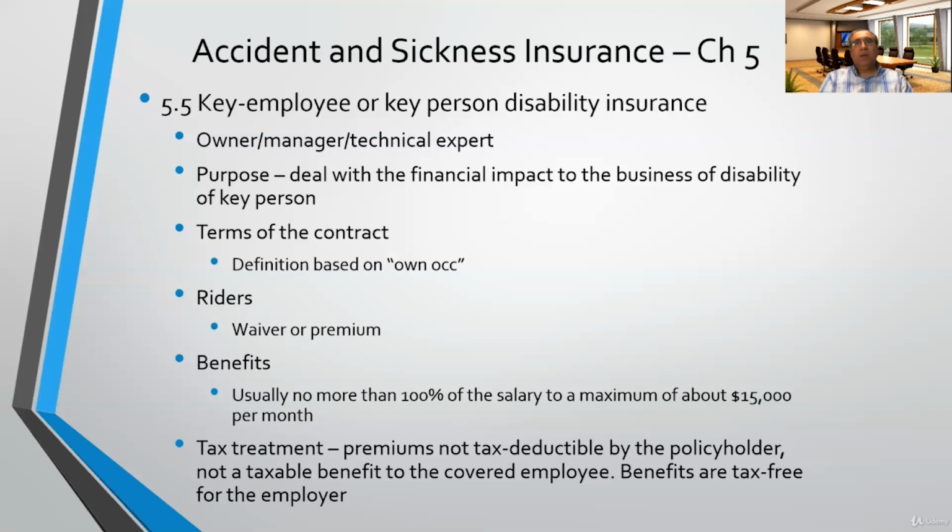The benefits are usually 100% of the salary. So if the key person's salary is, suppose, $80,000, $90,000, then this will pay 100% of that, or it could be about $15,000 per month. And so the company will get this payment if the key person becomes disabled.